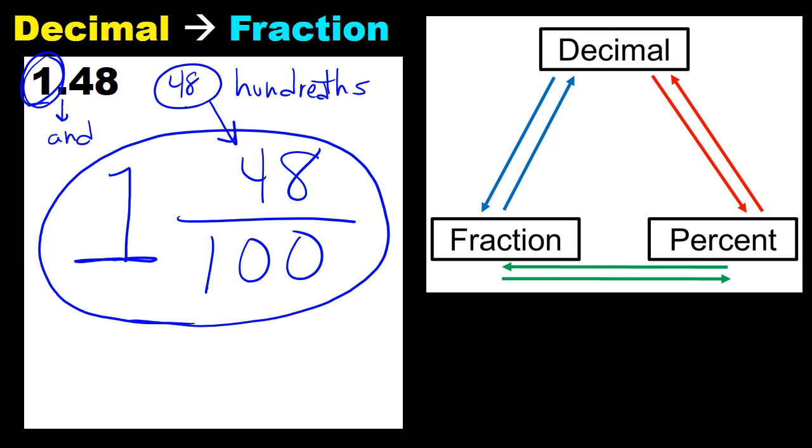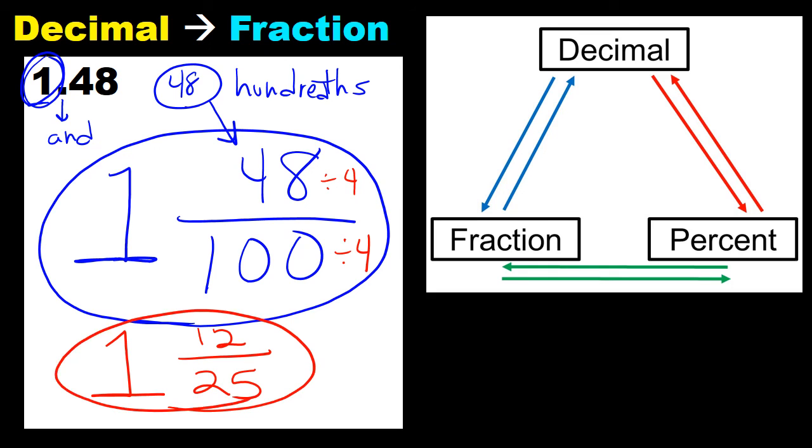So in this case, what I'm going to do is divide the top and the bottom by 4. When I go ahead and simplify, I have 1 and 48 divided by 4 is 12. 100 divided by 4 is 25. And so when I have my simplified version, I simplify to 1 and 12/25.